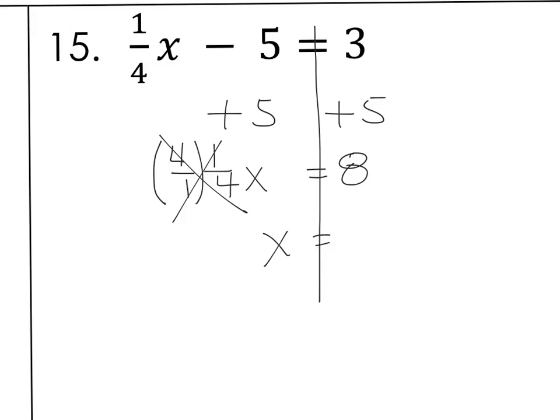When you multiply by the reciprocal, by the way, that's kind of like dividing. What I do to one side, I'm going to have to do to the other. You can do 8/1 times 4/1. That is really the same thing as just 8 times 4. So x equals 32.